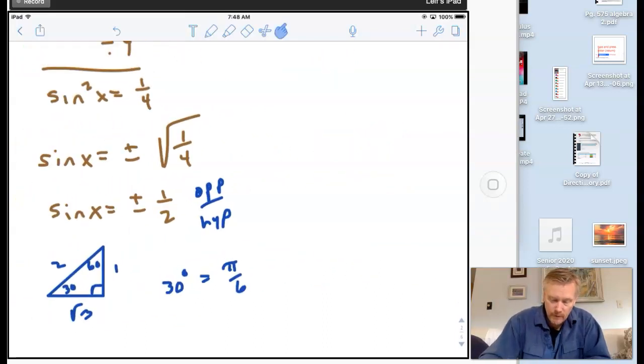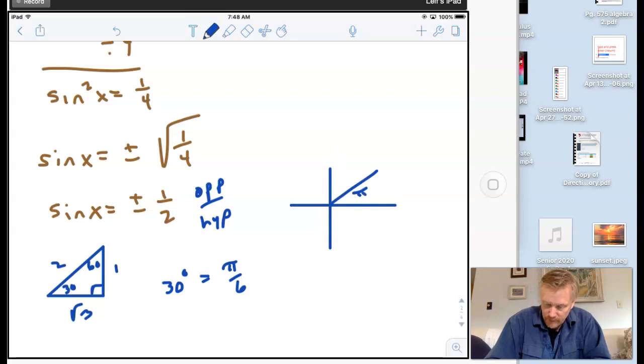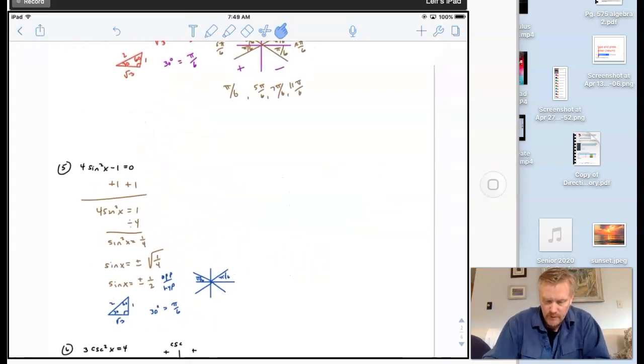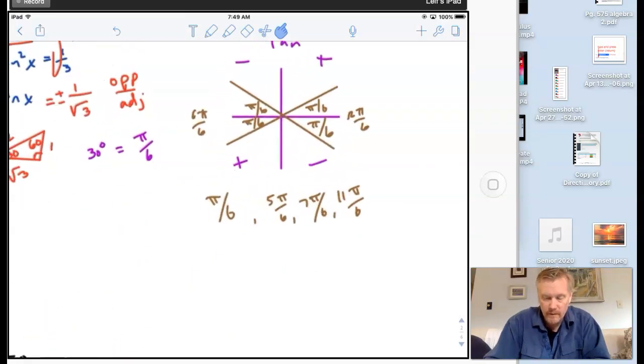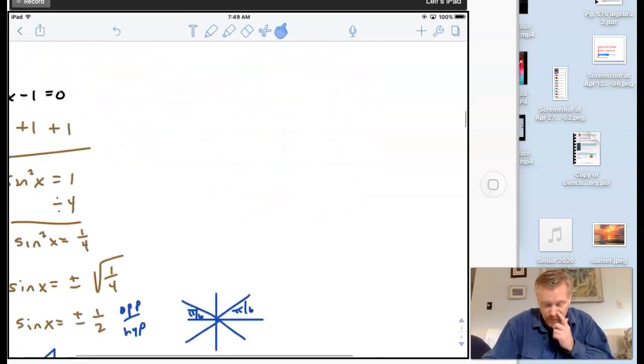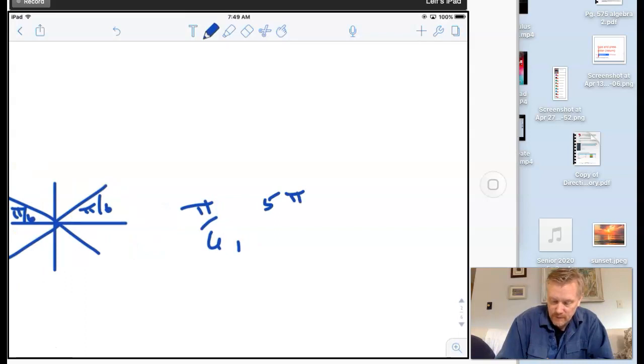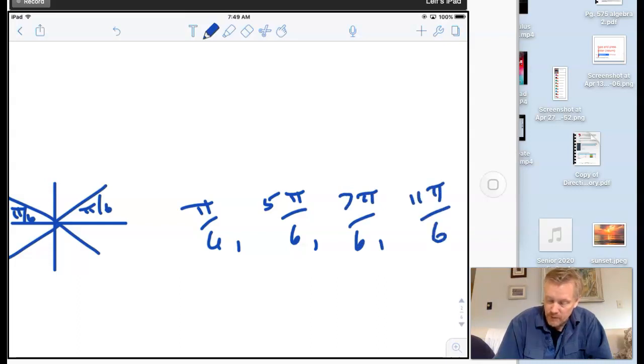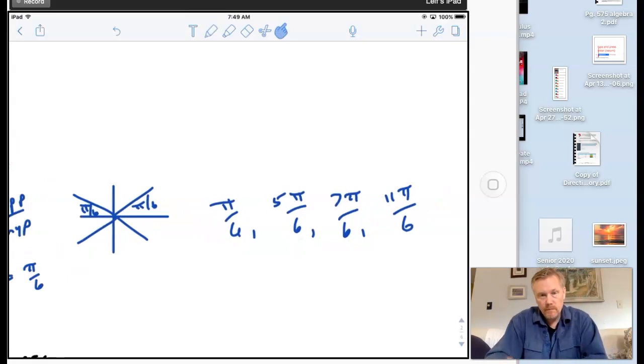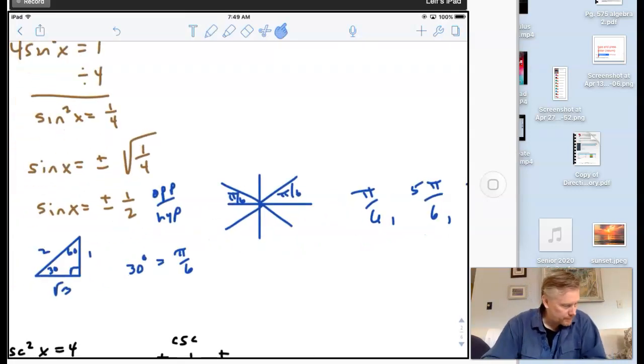So it's going to be plus or minus, so I'm going to have all four of those angles again, pi over 6 in all four of them, right? Isn't it actually the same answers I just did in the last one? It doesn't really matter that that was tangent, because it's all the same reference angles, so all four of them are going to be the same. Pi over 6, 5 pi over 6, 7 pi over 6, and 11 pi over 6, which is almost all the way around. So there are your four answers for that one.